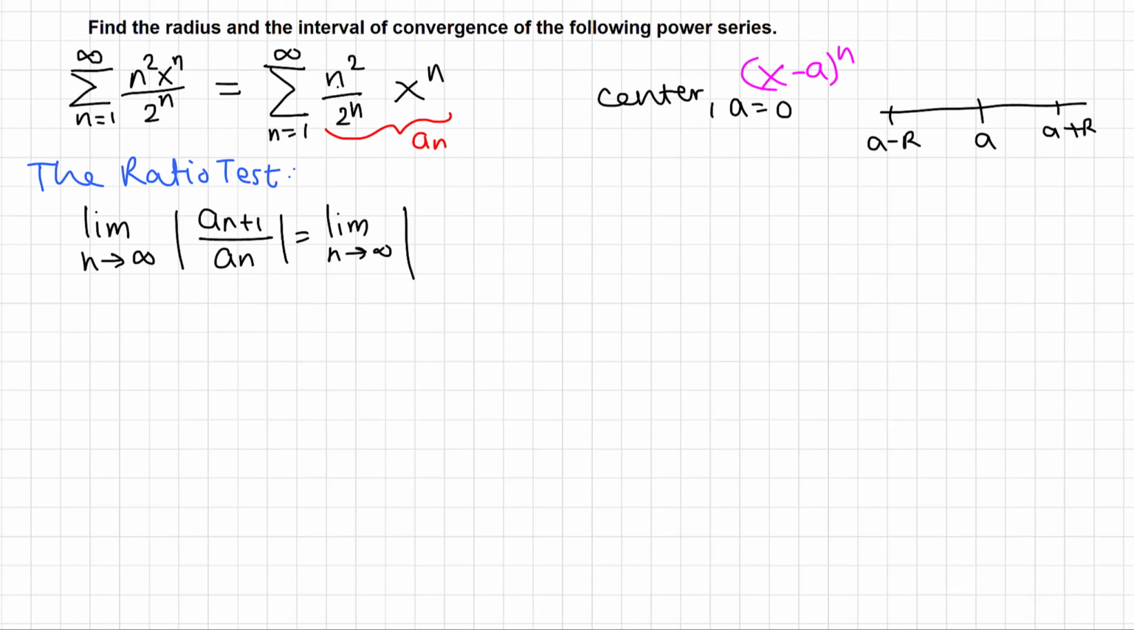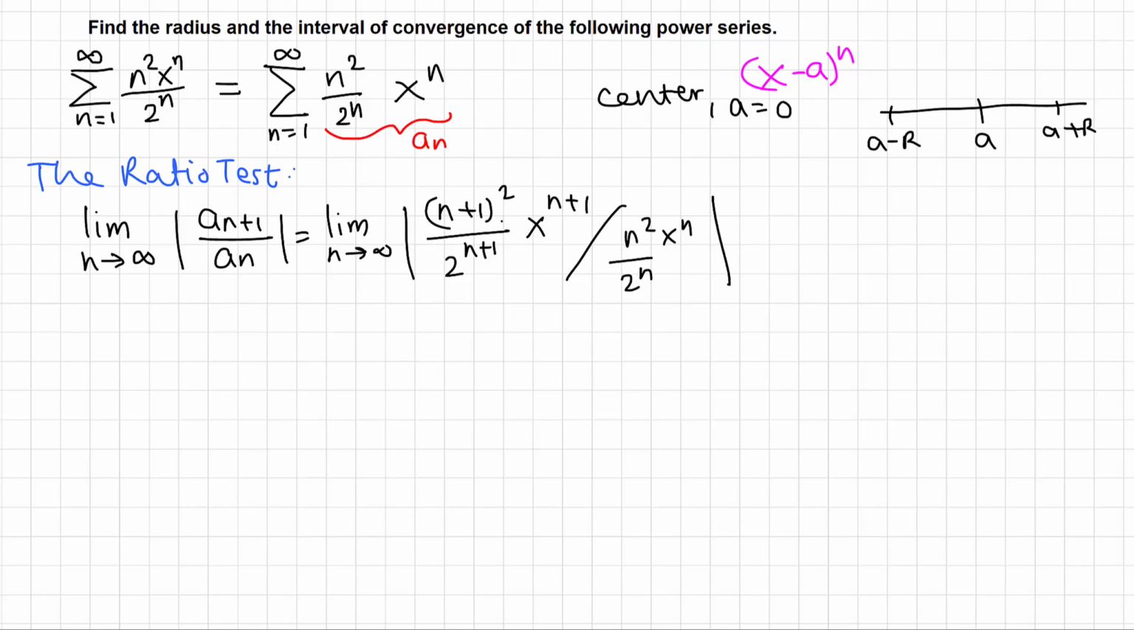a_(n+1) is obtained by replacing n by n plus 1. It's not simply plus 1; we replace n by n plus 1. So n squared becomes (n+1) squared, over 2 raised to n becomes 2 raised to n+1. Okay, this is not like 2 raised to n, plus 1; just replace n by n+1. And x on the top becomes x^(n+1). So that's a_(n+1), divided by a_n, which is the whole thing: n squared x^n over 2^n.